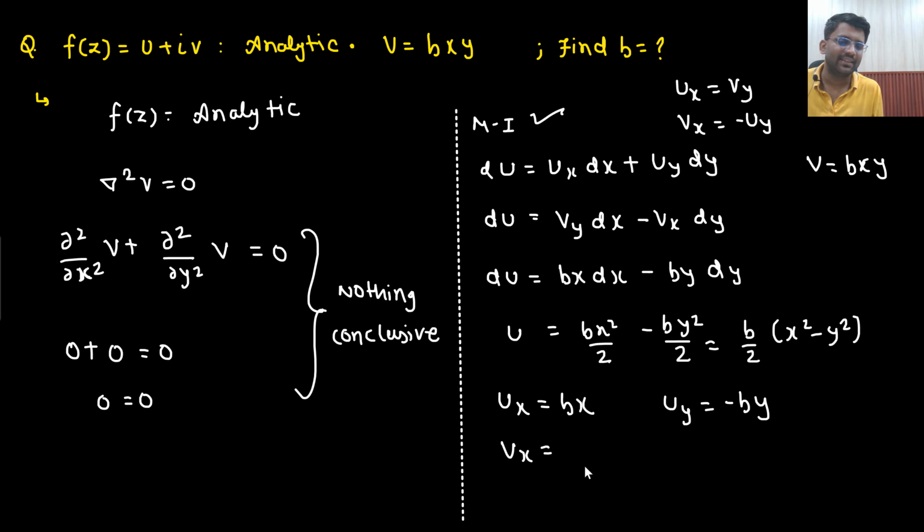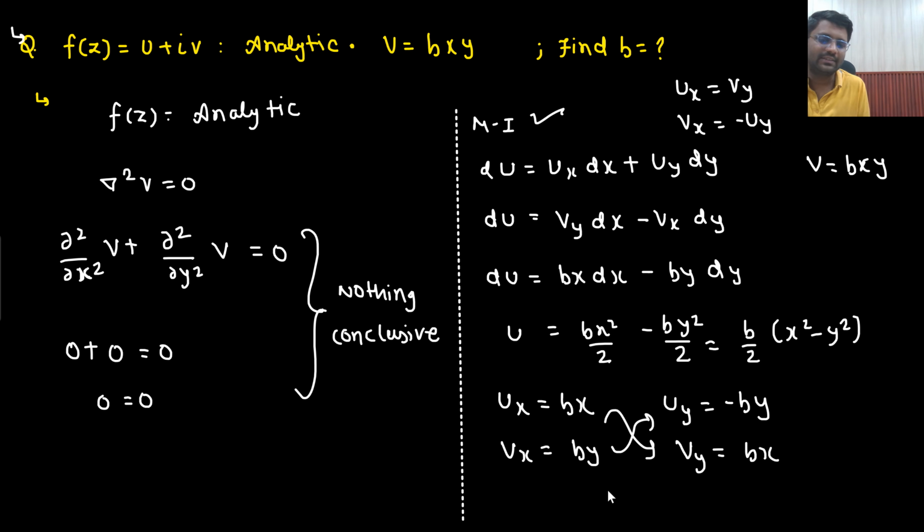What will be your vx? Vx is coming out to be by. What is your vy? Vy will come out to be bx only. So here as well you cannot make anything conclusive. So any value of b is acceptable. B could be any value, no? So basically this question doesn't make any sense. This question itself is not making any sense, because here as well there is nothing conclusive.